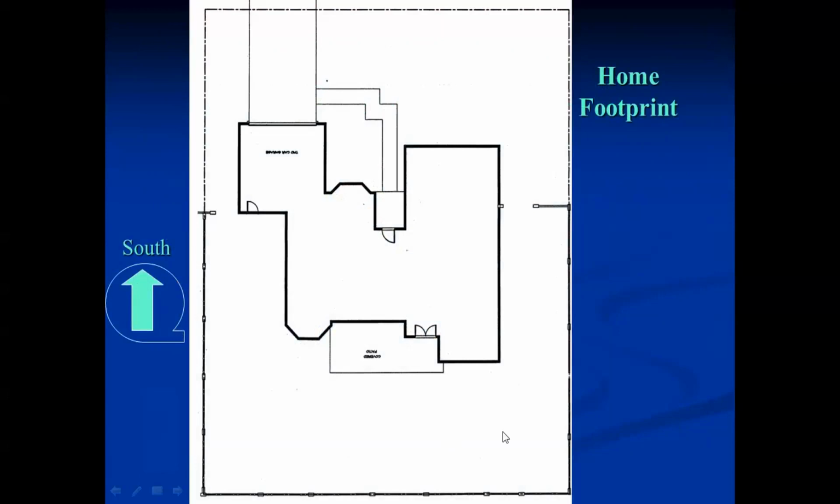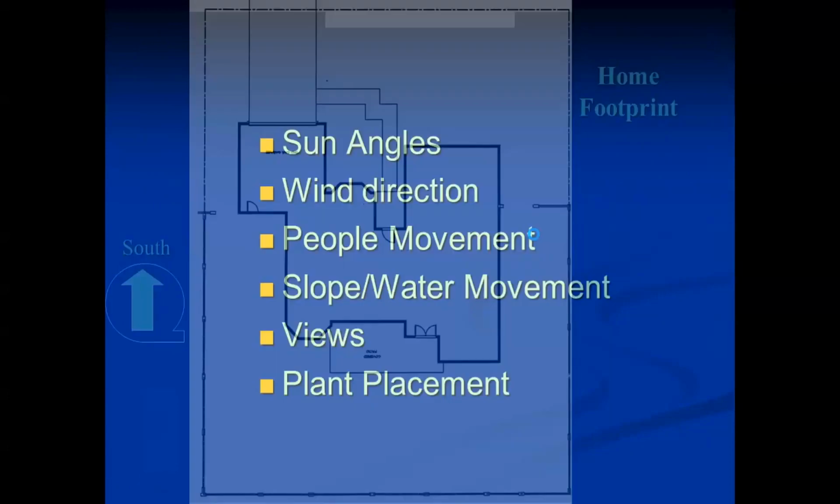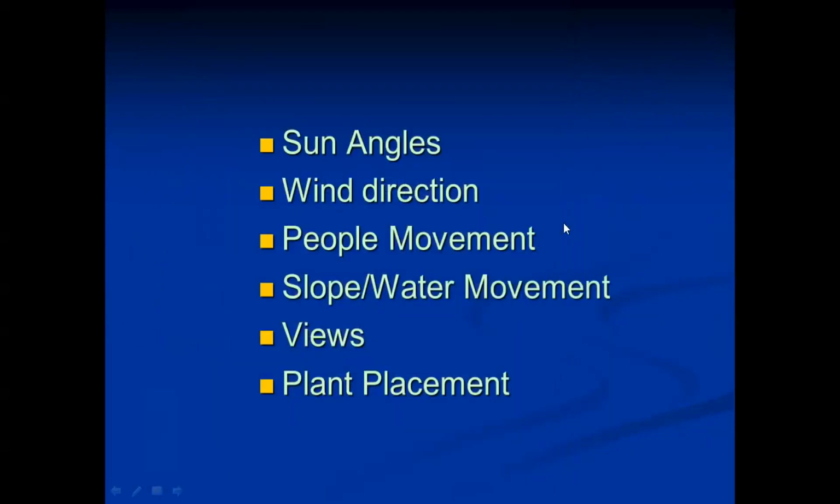Using graph paper helps. It doesn't have to be exactly to scale. This home is facing south. So the garage, the driveway, you can see the driveway there on the south side. And we're going to look just real quickly at the way sun angles, wind direction, people movement, slope or water movement, views, and plant placement affect your home on its lot.